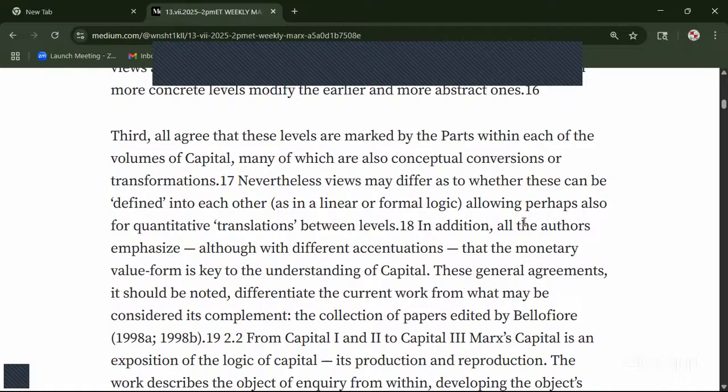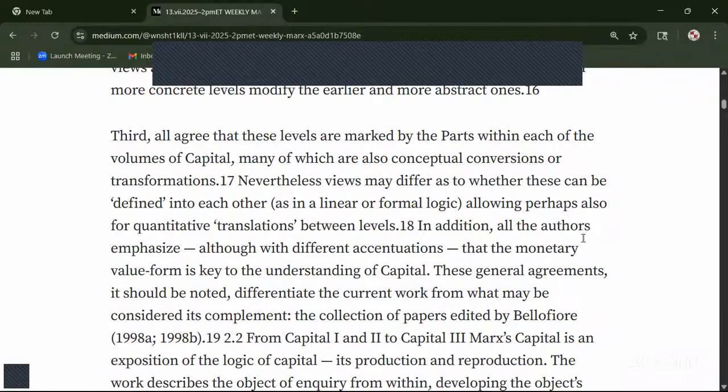These general agreements, it should be noted, differentiate the current work from what may be considered its complement, that is, the collection of papers edited by Bellofiore, 1998. Now, 2.2, from Capital 1 and 2 to Capital 3.